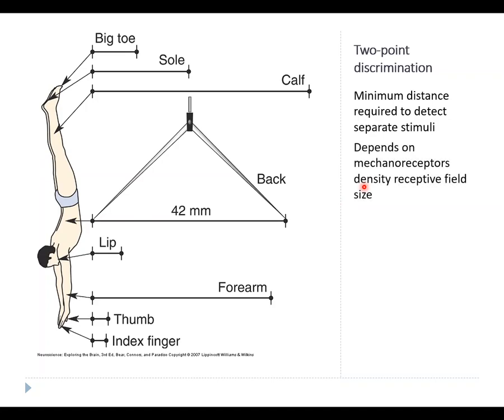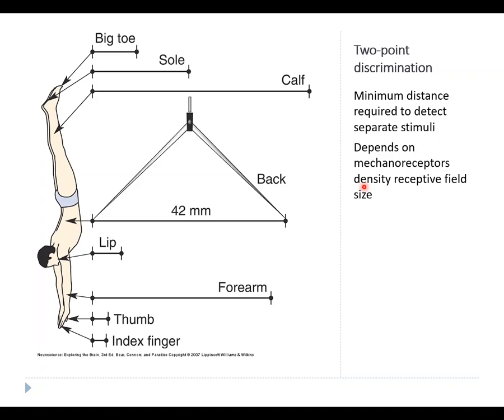Again, the minimum distance between these 2 points is dependent on the types of mechanoreceptors, their density, meaning how many of them you have per area in that skin, and the size of their receptive field. So presumably in the back, you have fewer mechanoreceptors that are spread apart more diffusely and have large receptive fields, whereas on the palms of the fingers, you would expect receptors with smaller receptive fields that are closer together. So that accounts for that difference.